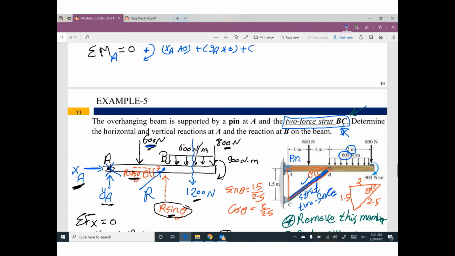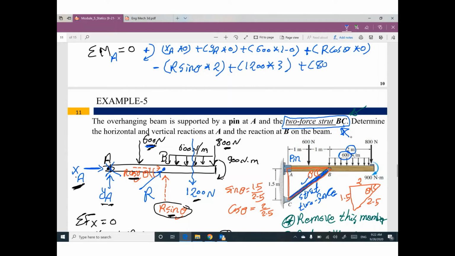600 times 1. Then R cosine theta times 0, plus, I'm sorry, should be minus, R sine theta times 2, plus 1200 times 3, plus 800 times 4, plus 900 times what? Equals 0.